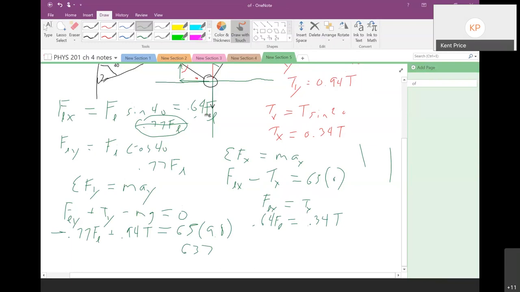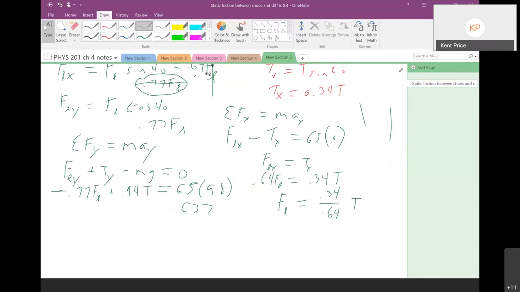But if you want to get all the way, then we'll solve one of these for the other. I'm going to solve the x equation, the one on the right, for FL. So I've got FL equals 0.34 over 0.64 times T. 0.34 over 0.64 is 0.53. So FL equals 0.53T. And then I plug that in over here in the Y equation.